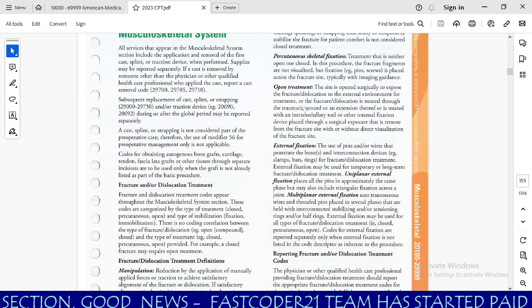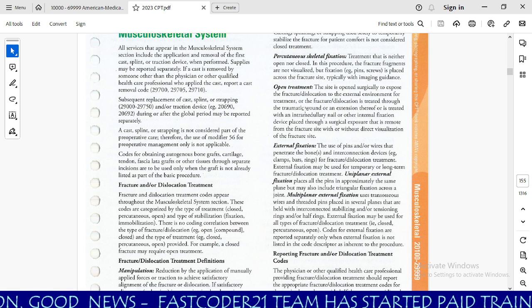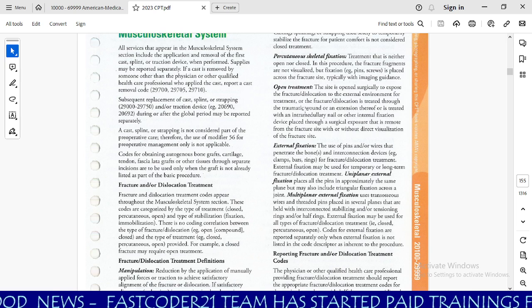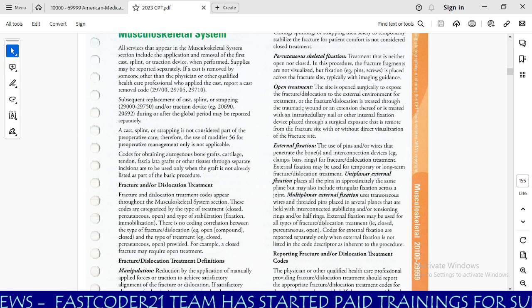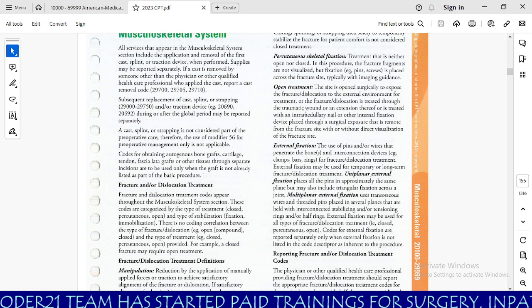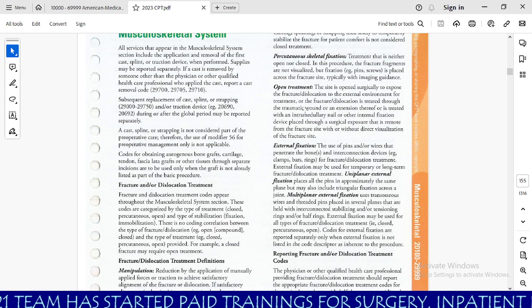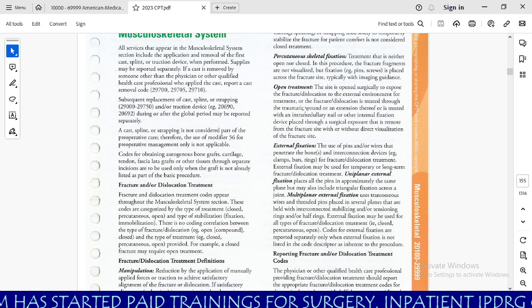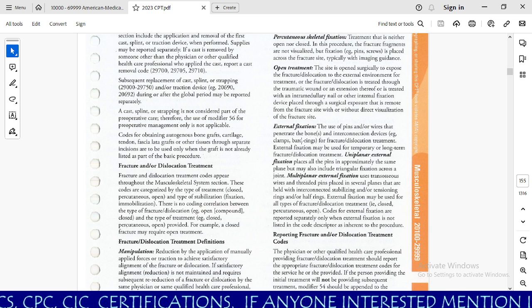Here the physician will open the fracture site and reduce the fracture using any type of intramedullary nail or any other types of internal fixation device, including pins or screws, with or without direct visualization at the fracture site. Next, we will learn external fixation.